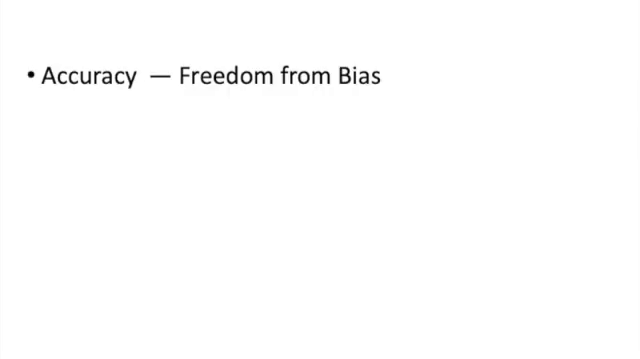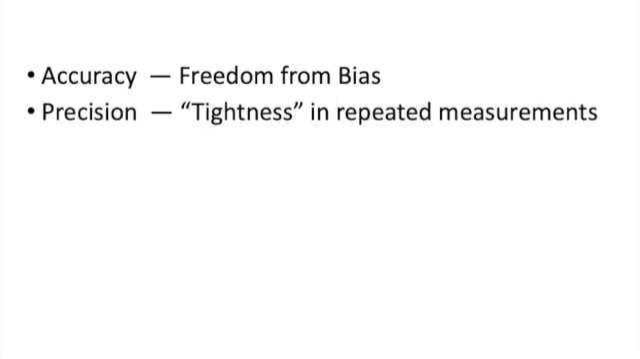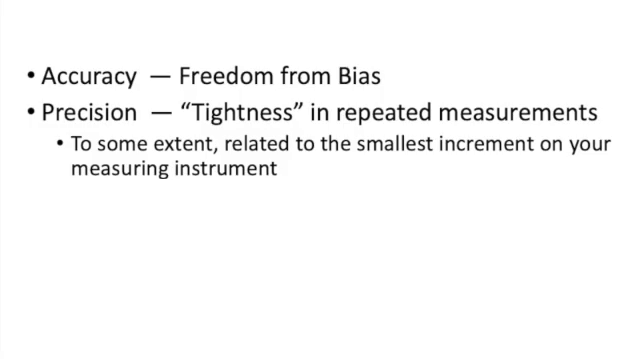It's important to remember that accuracy has to do with bias. An accurate measurement is one that is reasonably close to the true measurement. Precision, on the other hand, has to do with how repeatable the measurement is when we do it several times, and to some extent, that's related to the smallest increment that's on our measuring instrument.